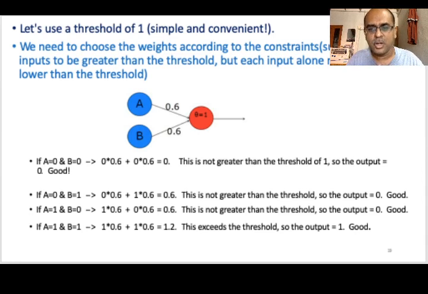Now we can apply the rule. Very simple. If A equal to 0 and B equal to 0, what do I do? 0 into 0.6 plus 0 into 0.6, 0. Not greater than threshold of 1. So output is 0.